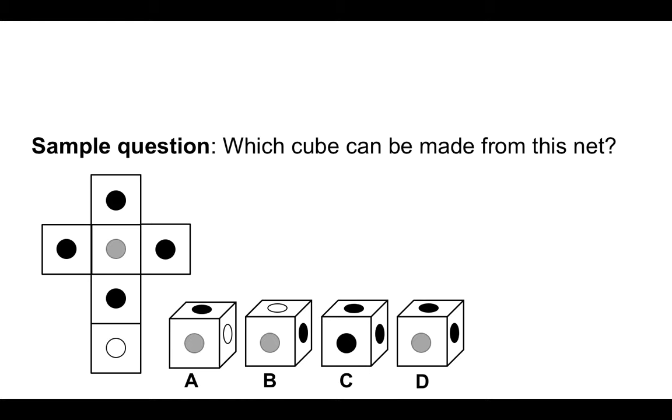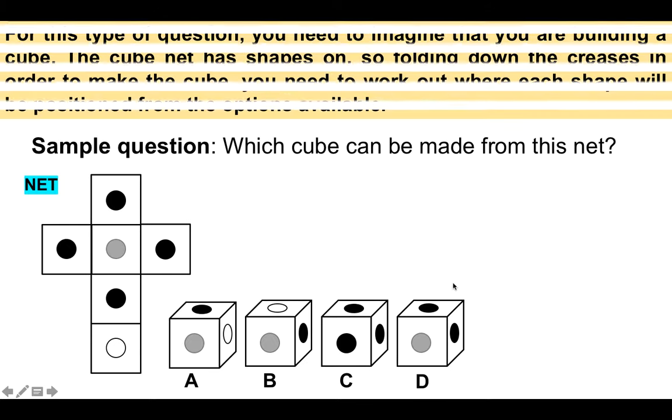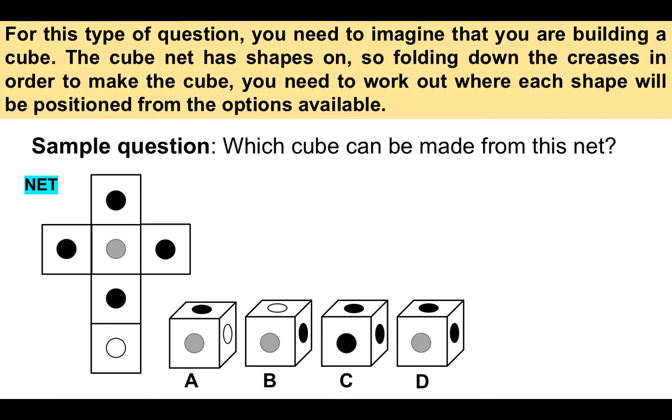This question is, which cube can be made from the net? That is the net, and we have to decide which one, when it's made up, forms A, B, C, or D. For this type of question, you need to imagine that you are building the cube from the net. The net has shapes on it: 4 black circles, a grey circle and a white circle. We have to imagine folding down the creases to make the cube, and then work out where each shape will be positioned from the options available of A, B, C, or D.